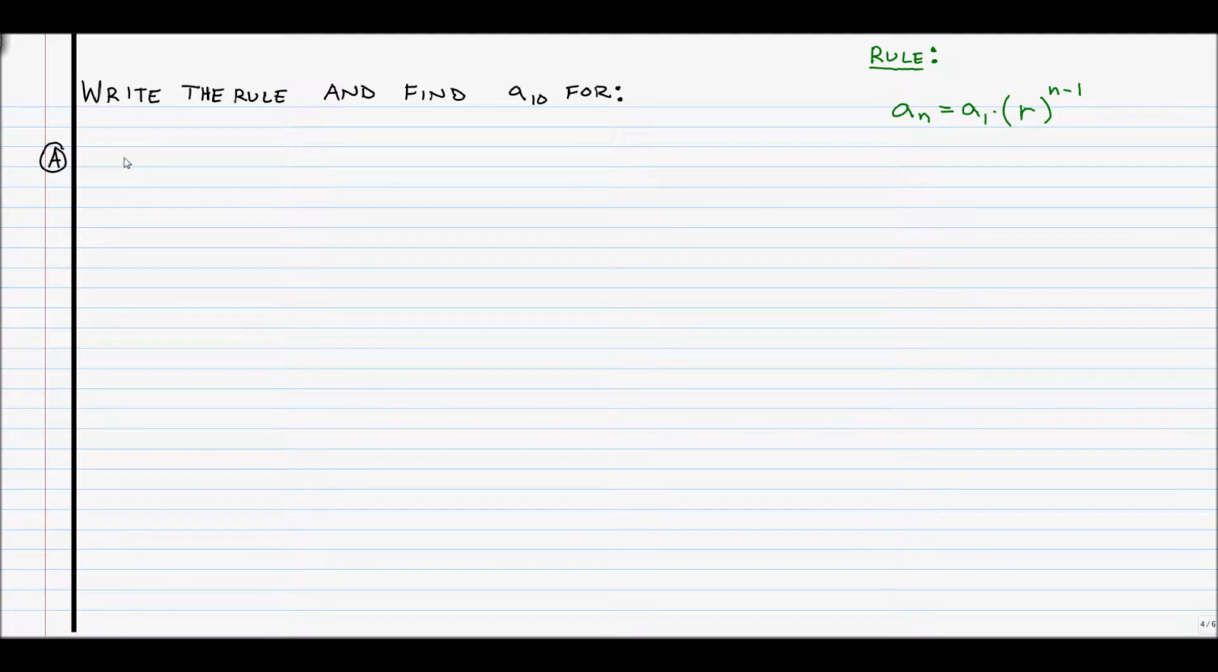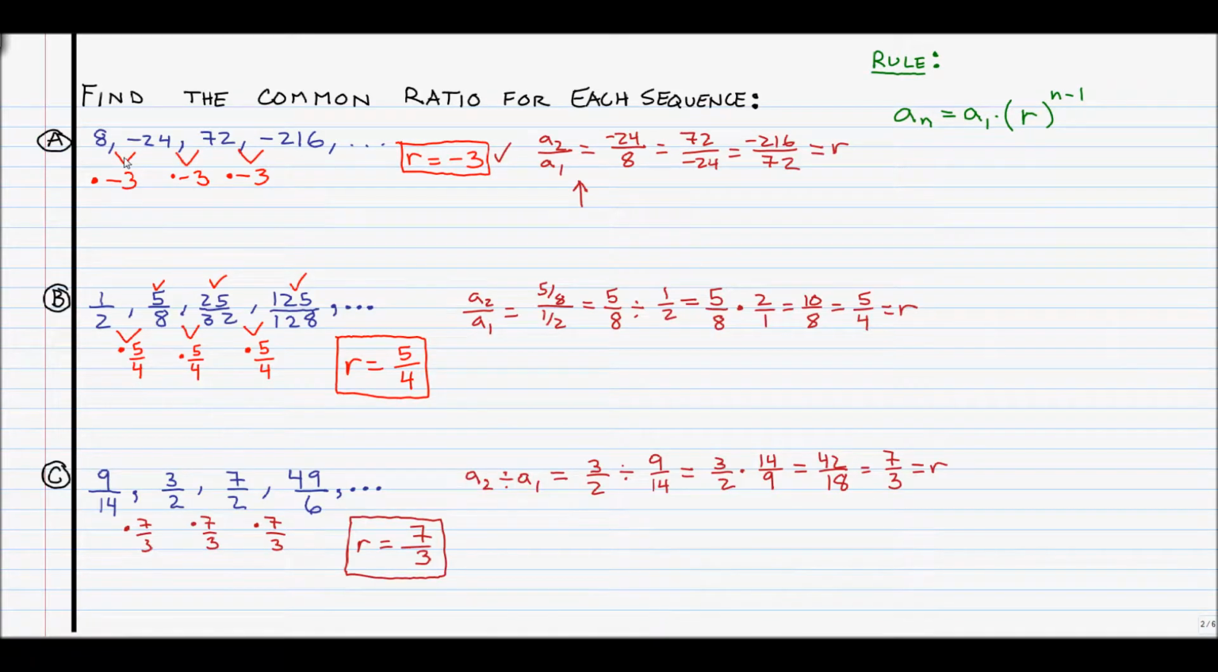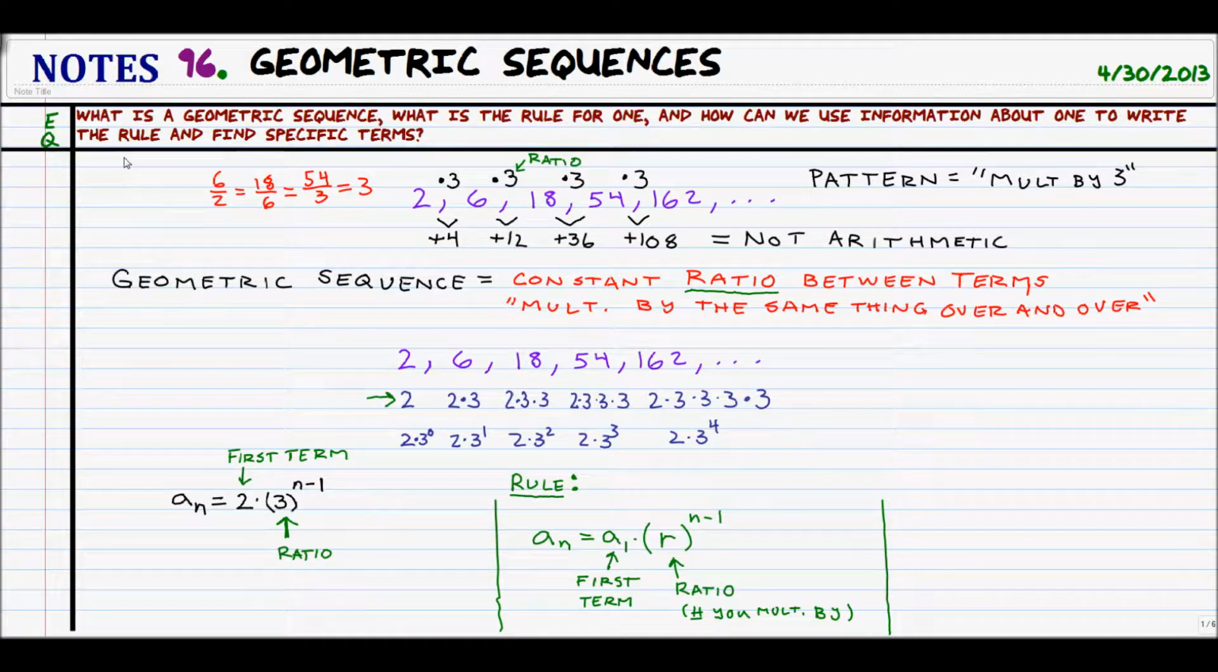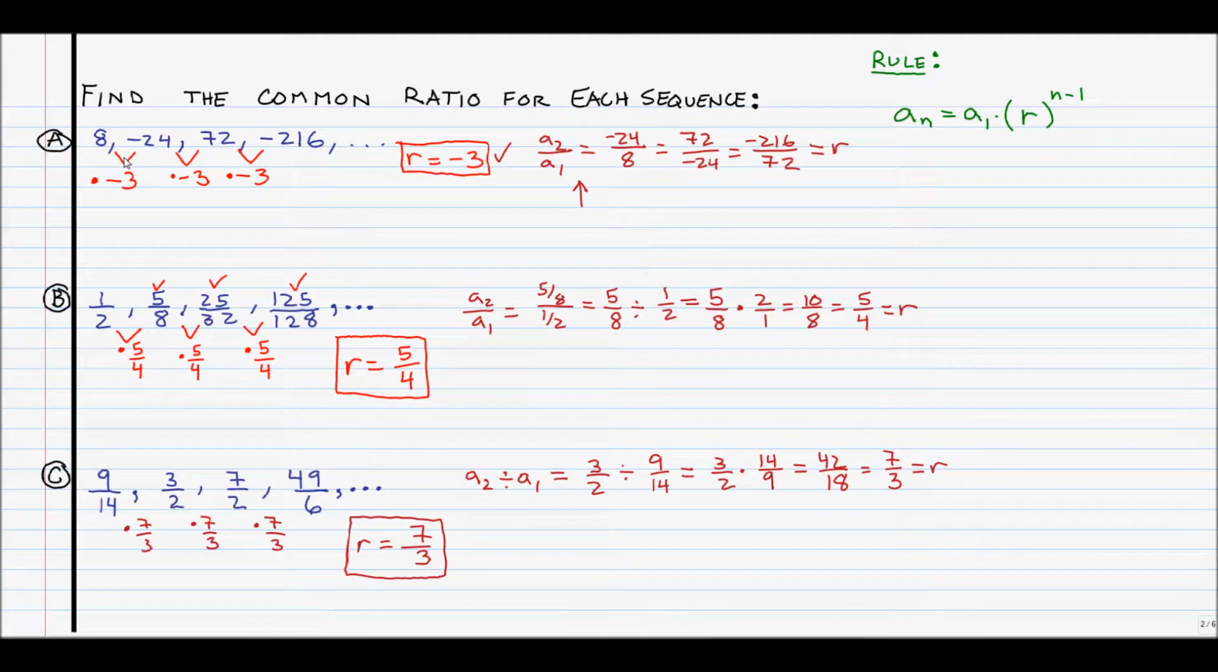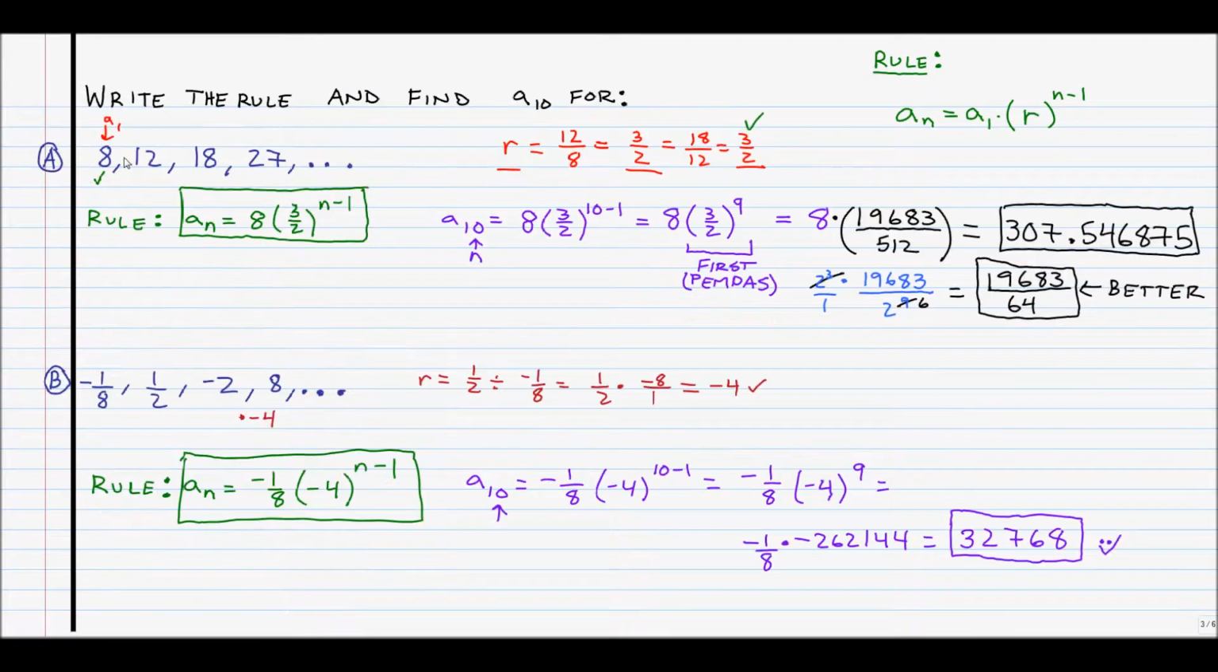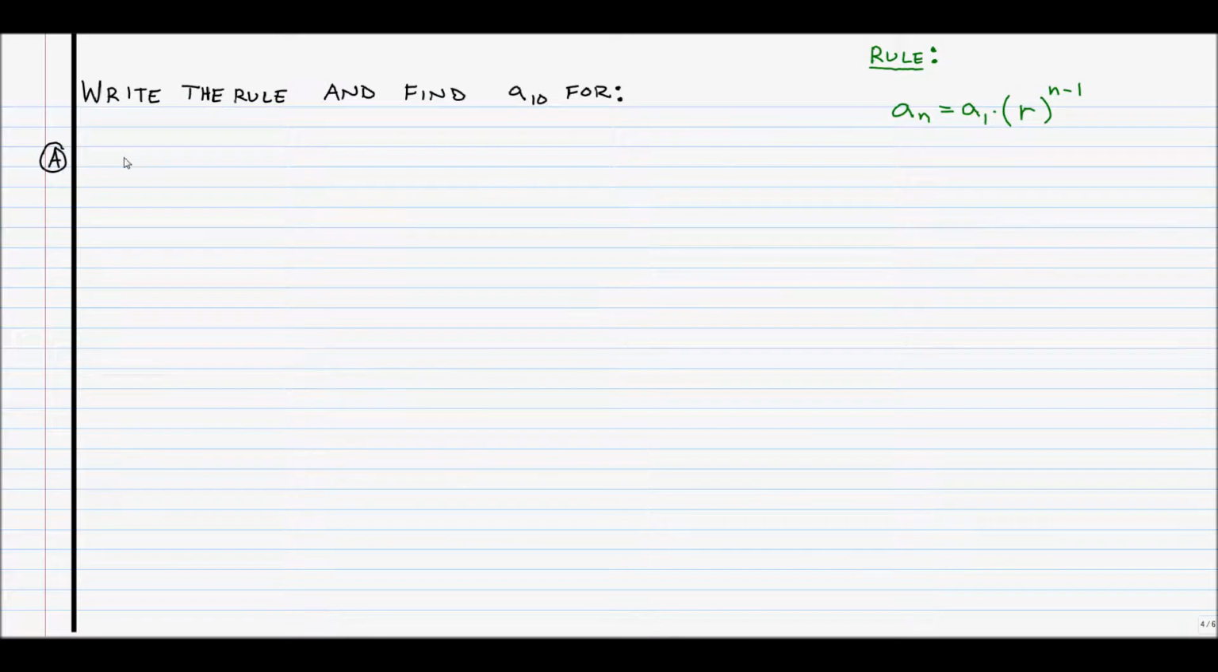So far, we've calculated a common ratio. Well, first of all, we talked about all sorts of stuff. Then we just practiced finding the common ratio, that really important thing that describes how it's being multiplied over and over again. And then we wrote the rule and found a sub 10, found a term by doing that same kind of stuff. Now we're going to do the same thing. It's just going to be different information that we're given.